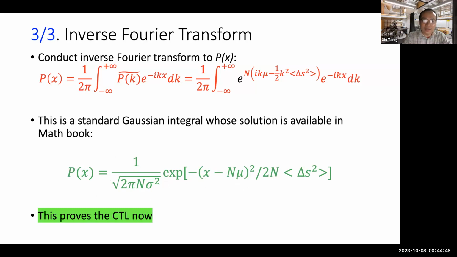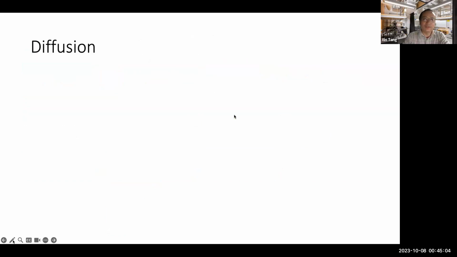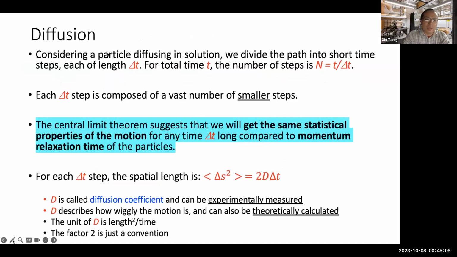After this mathematical brainstorm, we have now completed the Brownian motion probability part. Now in our class we can start to talk about diffusion, correlation, and kinetics. Those are very interesting topics as well. Firstly, let's look at diffusion. Consider a particle, a fluorescent bead, diffusing in solution.